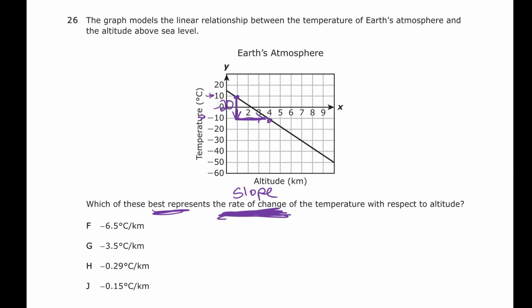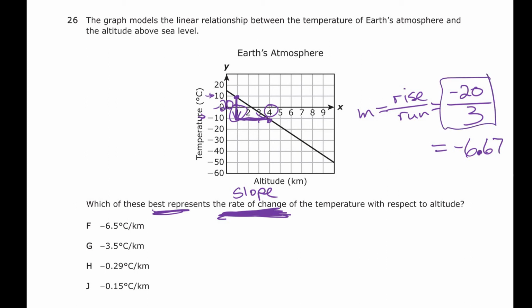It was down 20. We know slope, m, is equal to rise over run. So it went down 20. That's minus 20. And how far over did we go? Well, we were at 1, and we ended at 4. 1, 2, 3. Negative 20 divided by 3 is equal to negative 6.67. And in our calculator, we could hit Control Enter to turn it from a fraction into a decimal. The one that's closest is F.